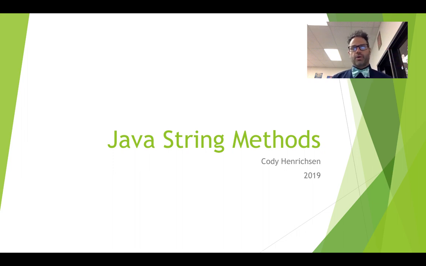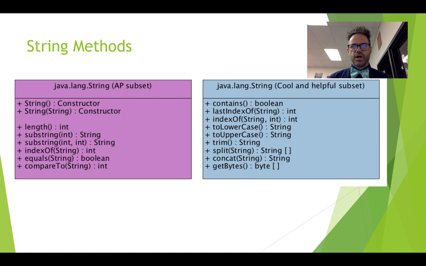Today we're gonna be looking at how we can use the Java string methods to do some basic stuff with strings, especially for the AP computer science exam, as well as just basic programming using Java. As you can see right here, we have two different subsets we're looking at. The one on the left in the purple is our Java AP subset for string, the ones you have to know you're gonna be tested on in the exam. Definitely need to make sure you cover that.